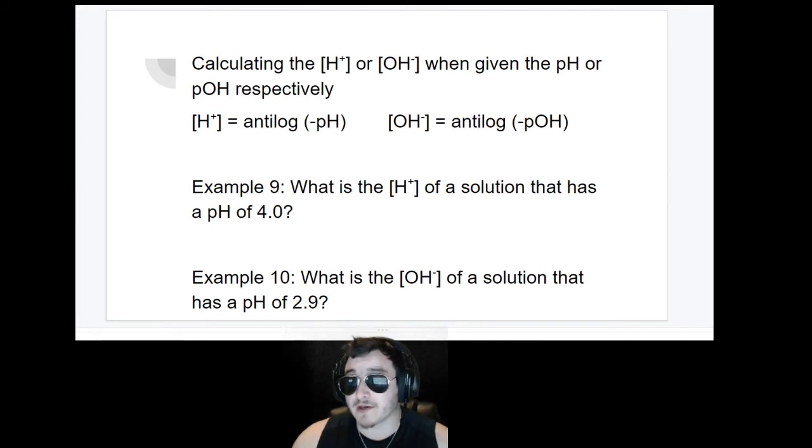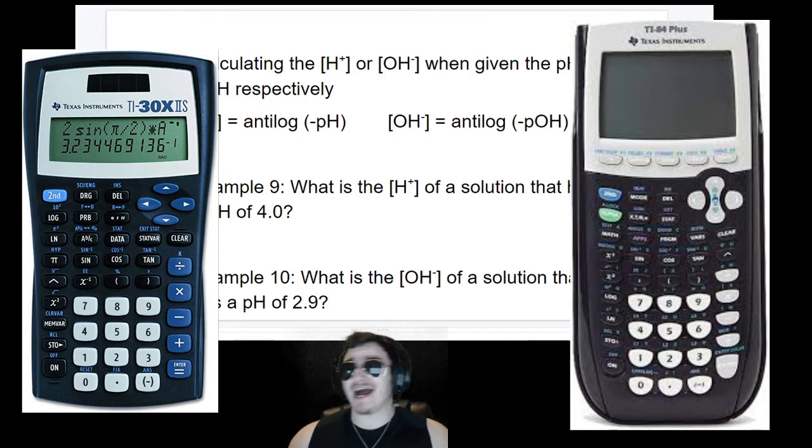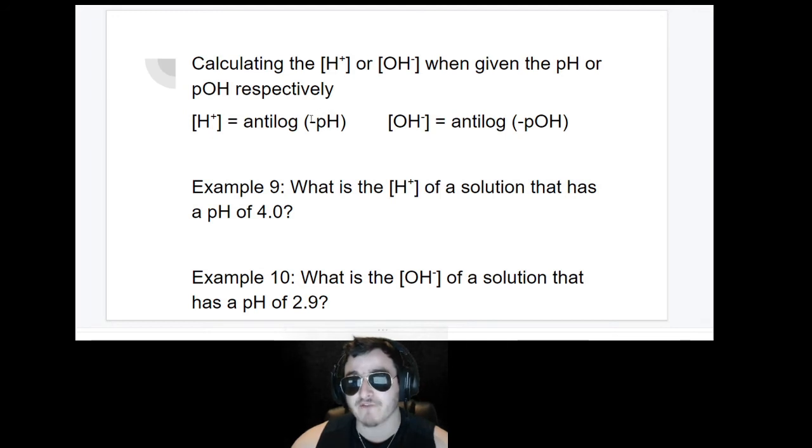You're looking at your calculators. Oh my gosh, there's no antilog button. But all you have to do is hit the second button, which is found in the top left of either calculator, whatever you're using, and then hit the log button. What it's going to look like is 10 to the, okay? And that is the antilog function in your calculator. But please, please, please do not forget that negative in front of your pH or that pOH. It's not going to work if you don't put it there.